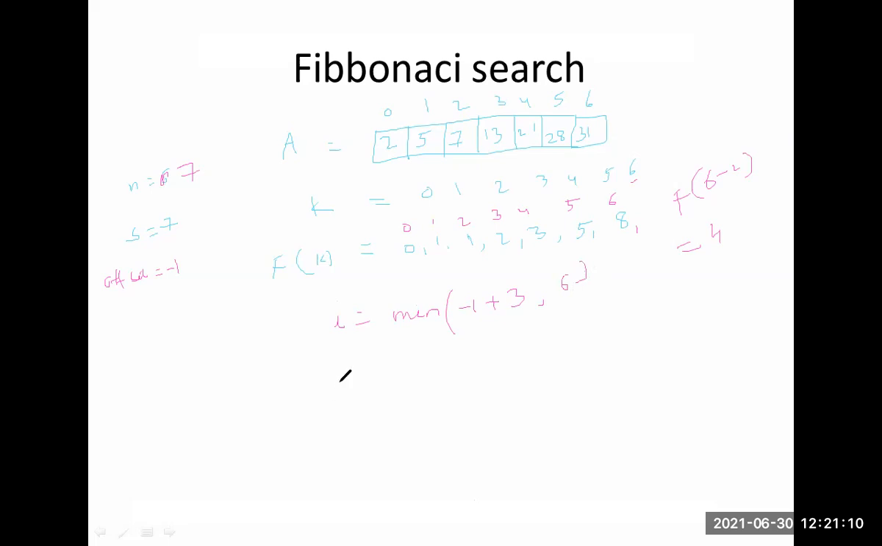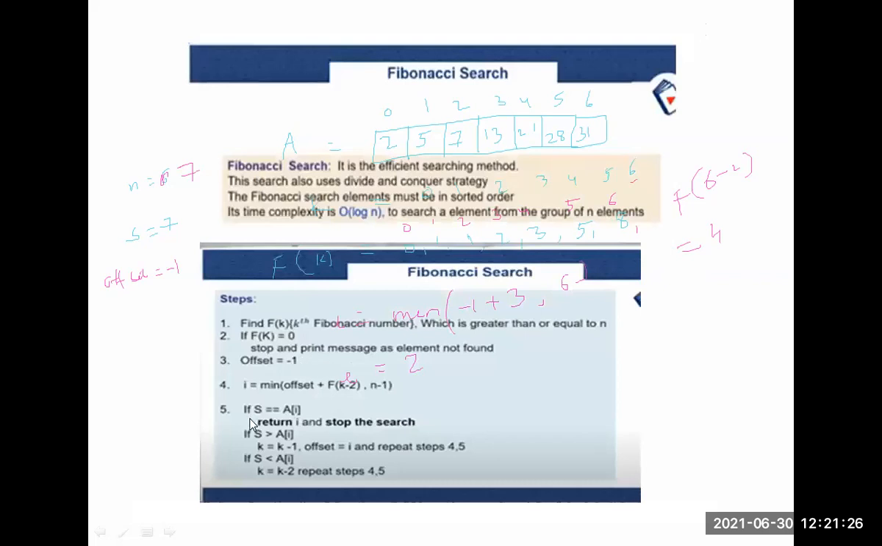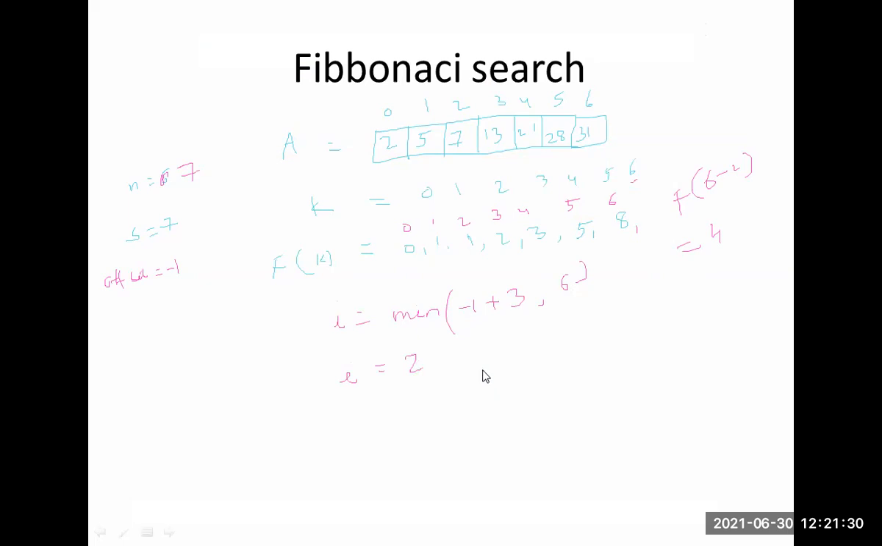Clear, students? Then what is the i value? The i value is here 2 comma 6. The minimum one is 2. So i equal to 2. Now the i value is 2. Then what we have to do: if s equal to A of i. So what is A of 2? The value of A of 2 is here 7.